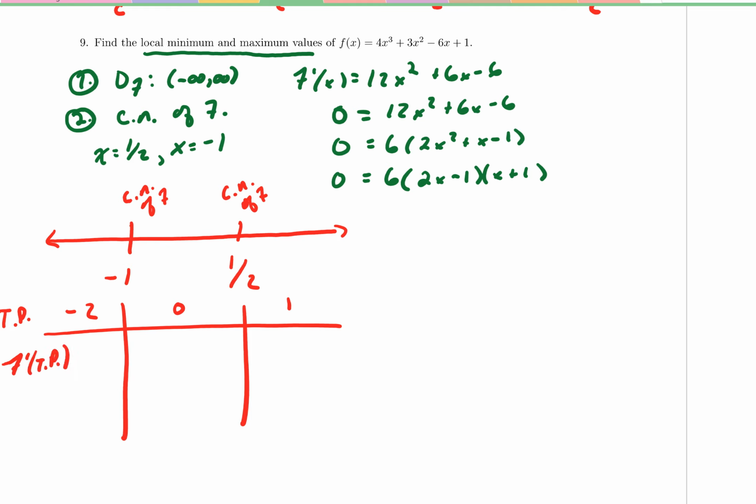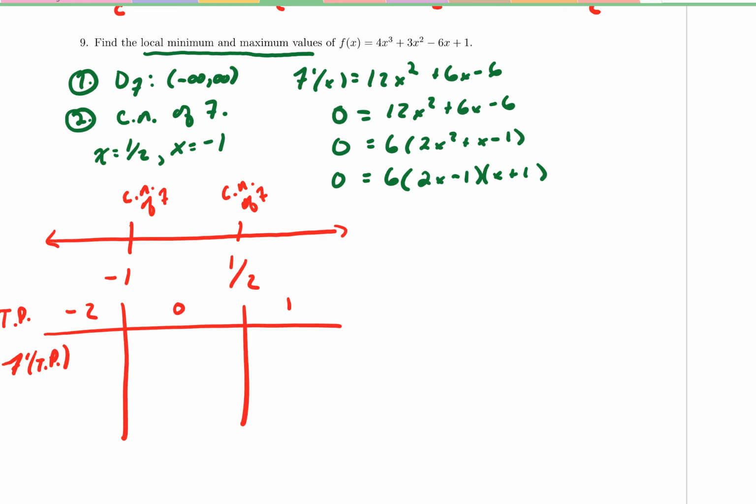Then I'm going to look at f prime of the test point. As we've seen, I'm not going to actually evaluate -2 in the derivative. I'm just going to say what will be the sign on the derivative if I were to plug in -2. And we see here if I plug -2 into this factor right here, I'd have -2 plus 1, which is a negative number.